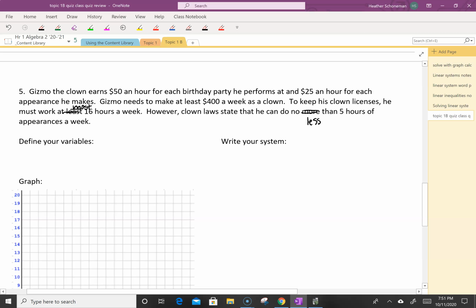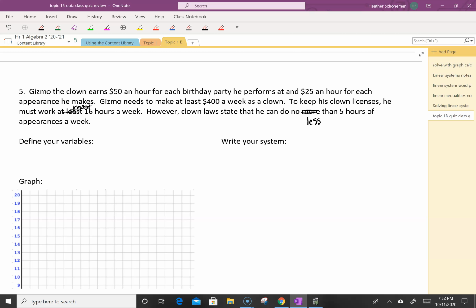All right, so we got a clown, and he earns money for birthday parties and for making appearances, and he needs to make $400 a week. And to keep his clown license, there are certain rules. He must work at most 16 hours a week, and he can do no less than 5 hours of appearances.